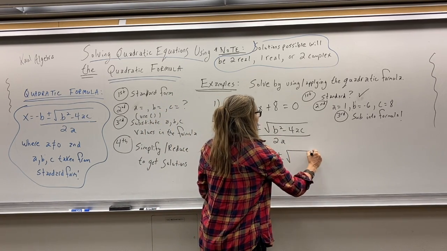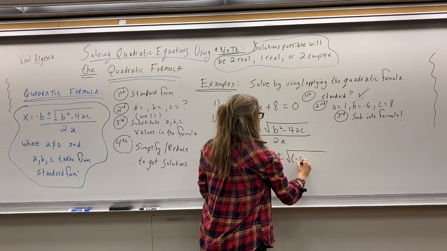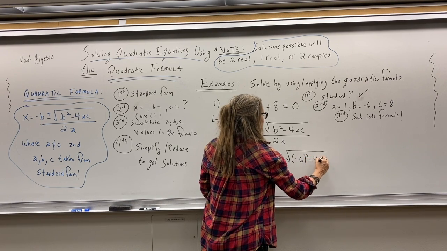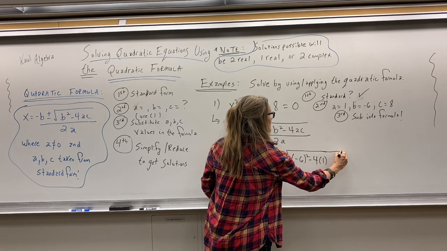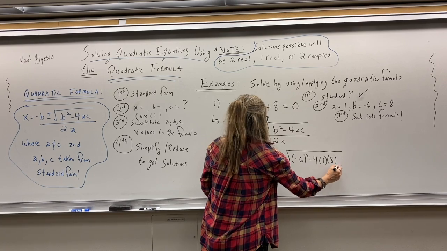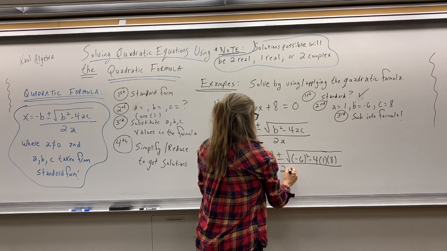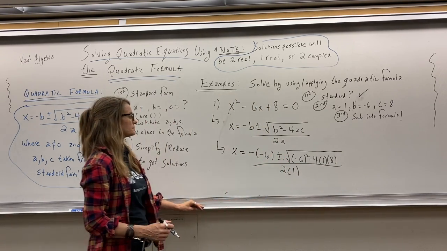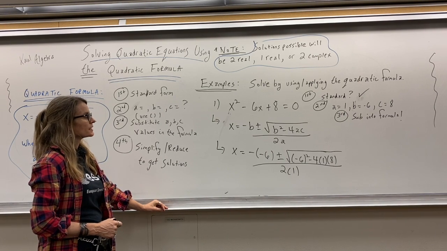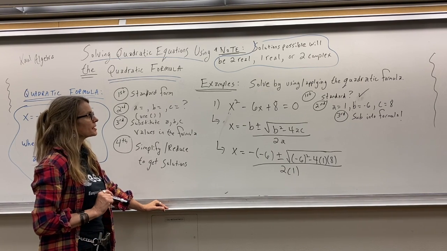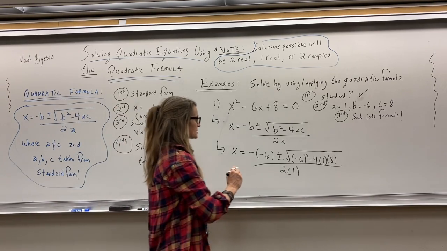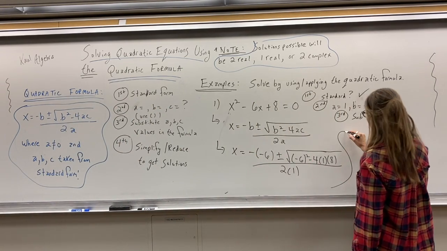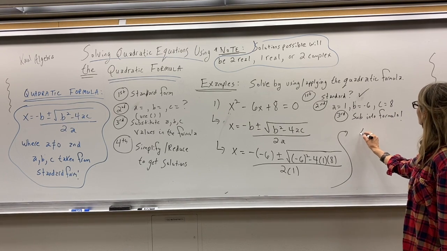So plus or minus b squared, which is -6 squared, minus 4 times 1 times 8, all over 2 times 1. Okay, so everything's subbed in correctly. I'm just double checking. Looks like I got all my signs. Next step is to simplify this. So let's see how far we could go with this.